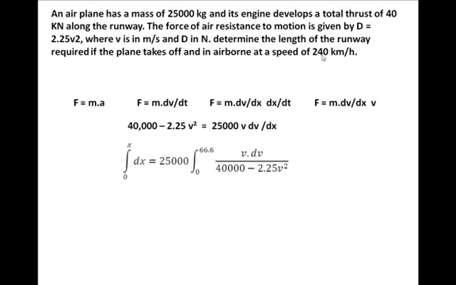Now you see this 250, if I convert it to meter per second, it comes to 69.4. So when velocity changes from 0 to this value, at least the runway has to be that long, because at this speed the plane is going to be airborne. So we integrate this, and what we get then is x is equal to the answer of this integration, which will come to 1600 meters. Thank you.